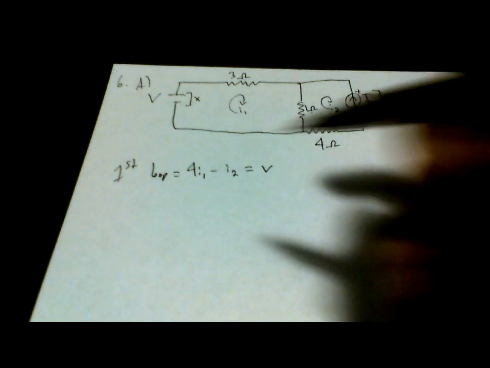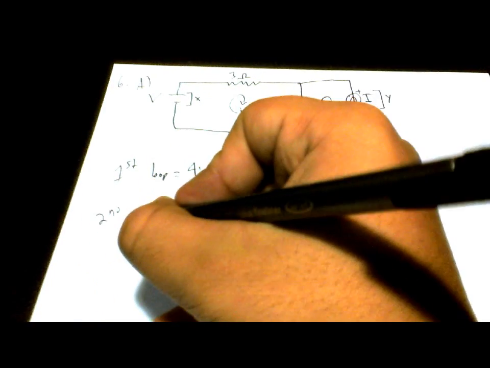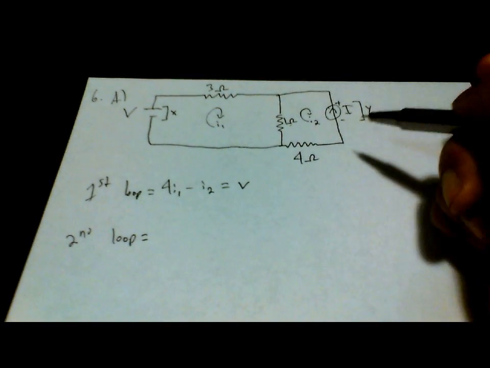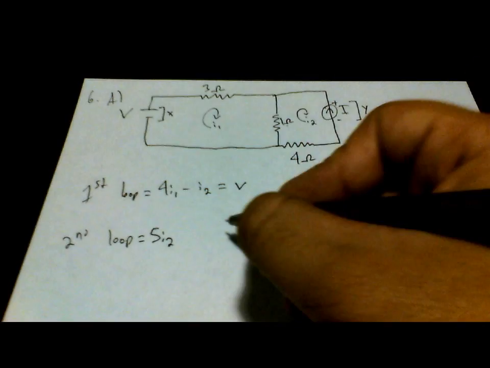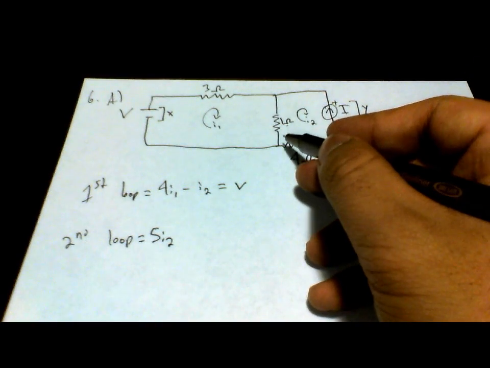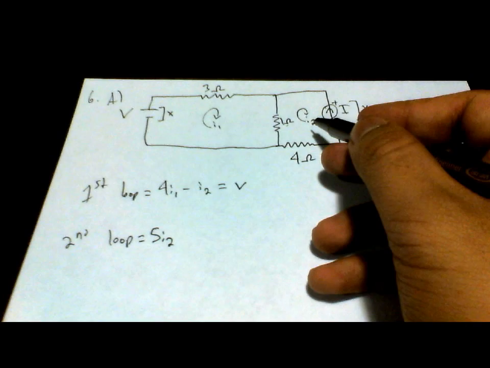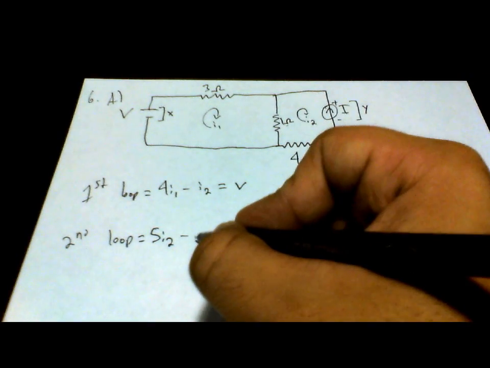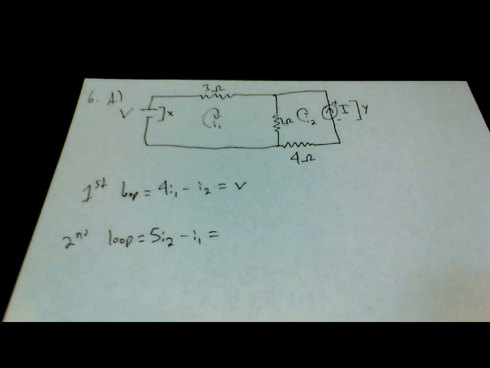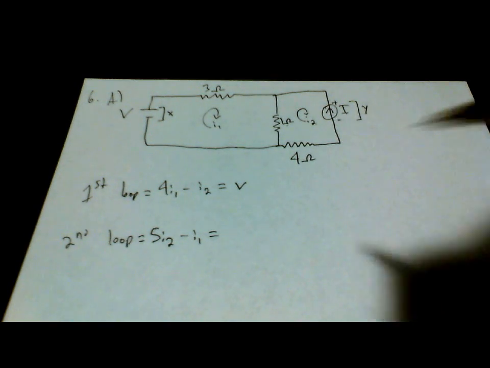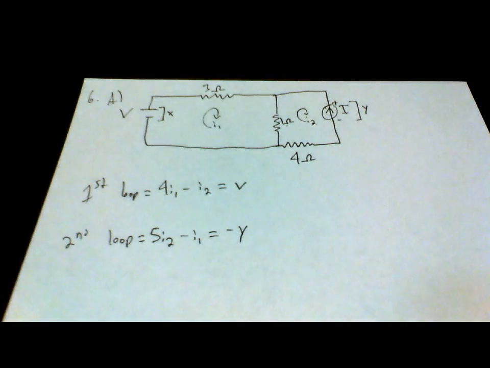There we go. Second loop. Apply the same thing. The sum of the resistors is 5. And the only resistor that I1 touches, which is connected to the loop of I2, is the 1 ohm resistor. So this is minus I1 equals. And now you have to be careful with the directions of which you pick. The answer here is actually negative Y.